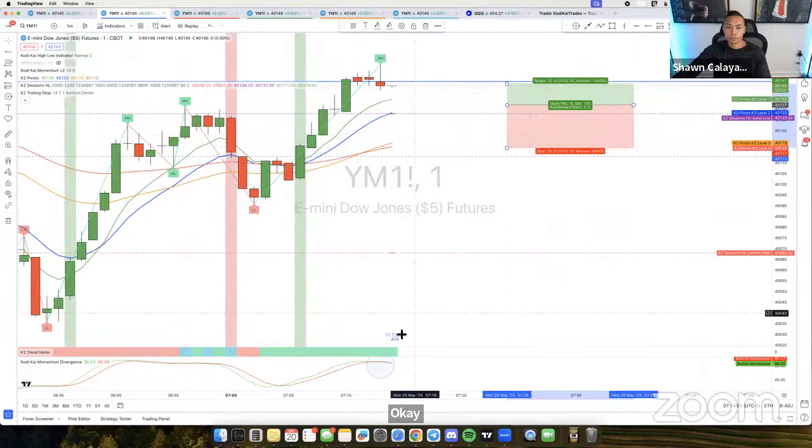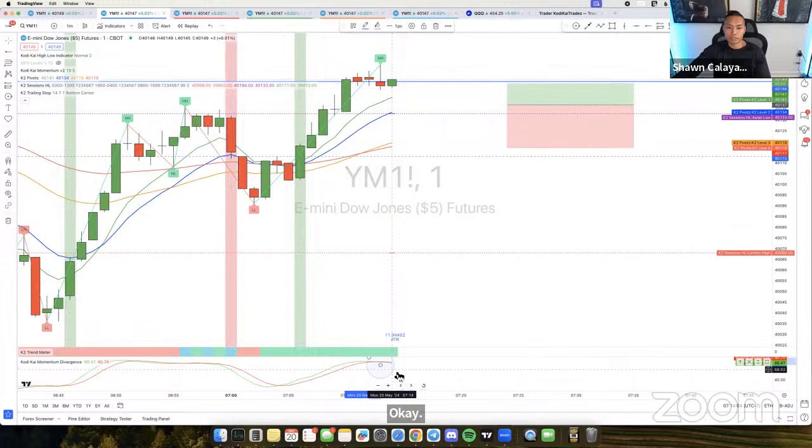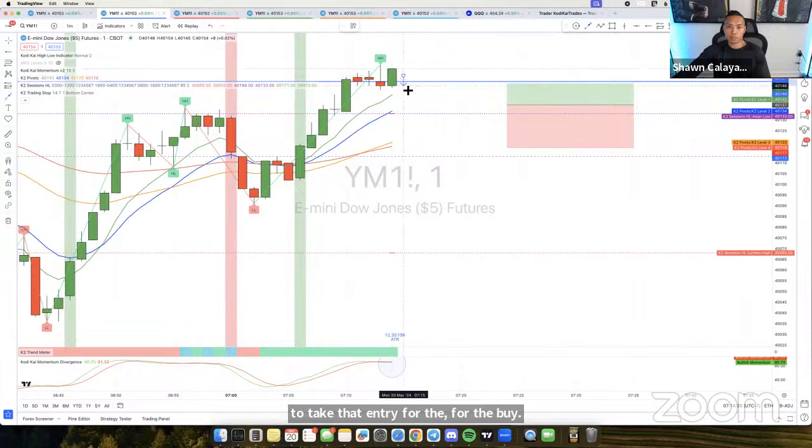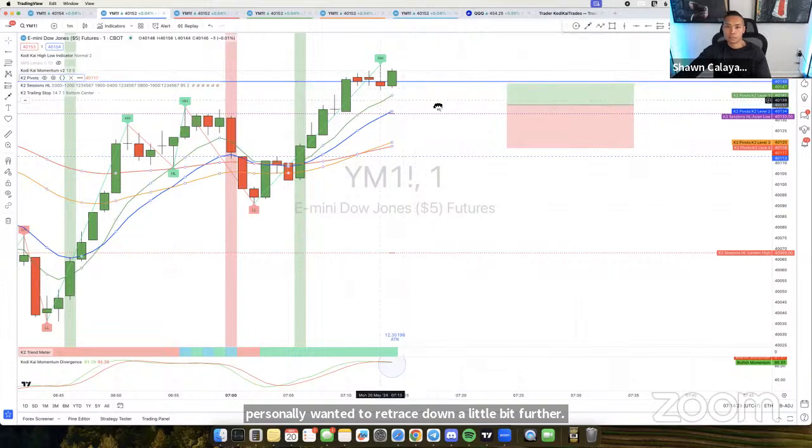Okay, perfect. So we have the divergence over here. Now I'm looking for it to swing back up. I'm okay with it sitting down here for a little bit, but eventually once it swings back up, I'll be looking to take that entry for the buy. I personally would want it to retrace down a little bit further. But it's not there yet.